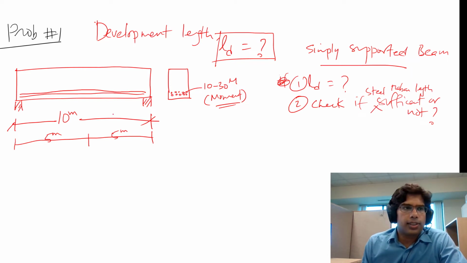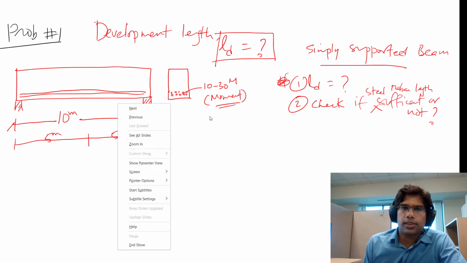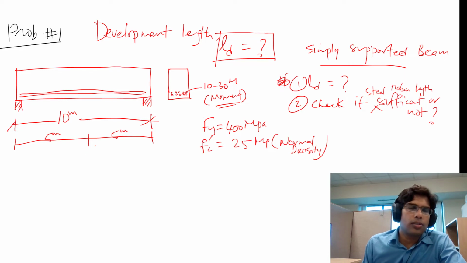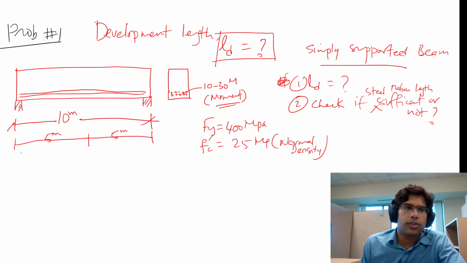Okay, so now let's start solving the problem. There are two other things given: Fy is 400 MPa, and the concrete strength is 25 MPa, which is normal density concrete. Okay, let me try to solve the problem. I can change the color for the solution. So green, for the solution.